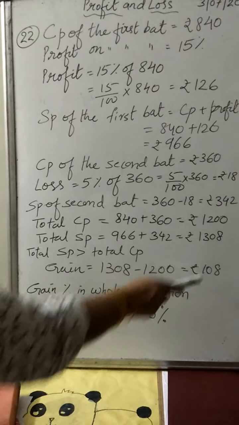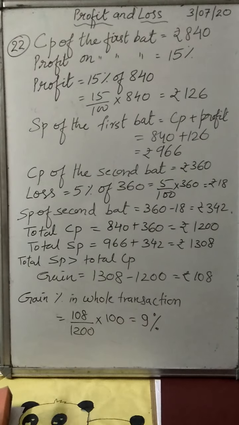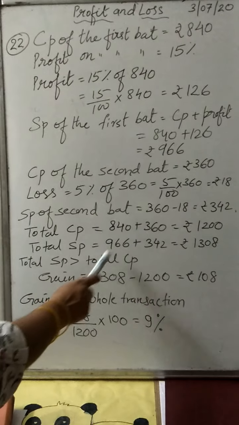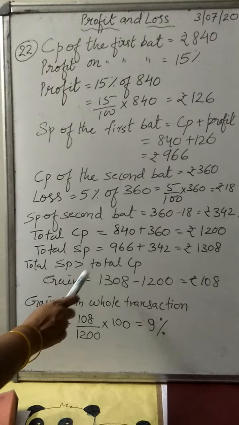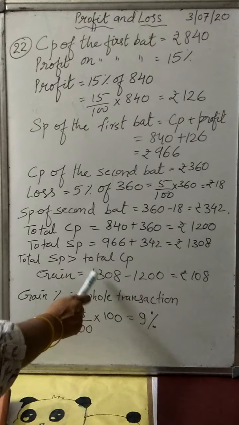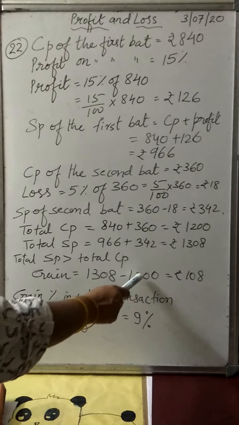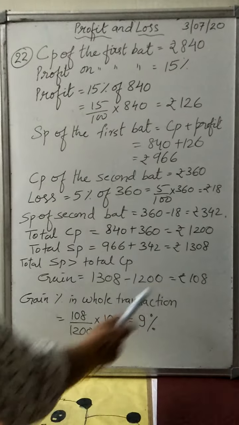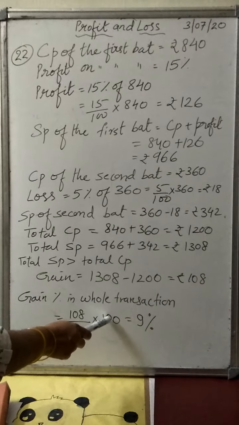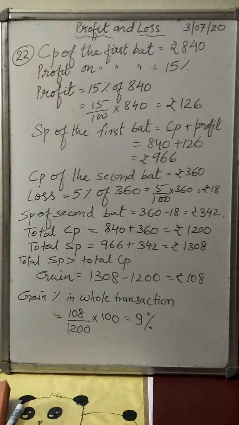Now compare these two, which is greater? SP is greater. So whenever SP is greater, that means there is a gain. So formula to calculate gain is SP minus CP. Since space is not there, I am not writing the formula, but you have to write in your copy the formula for gain and gain percent also. I have written here directly. That is SP minus CP, that is rupees 108. Now gain percent in the whole transaction is gain by CP into 100. After calculation, you will get 9% as gain.